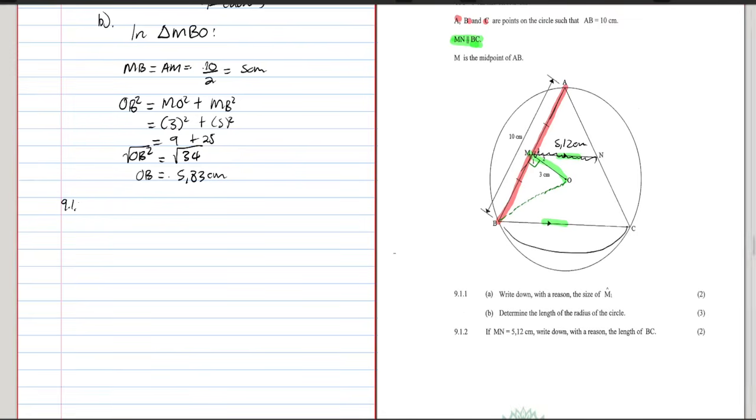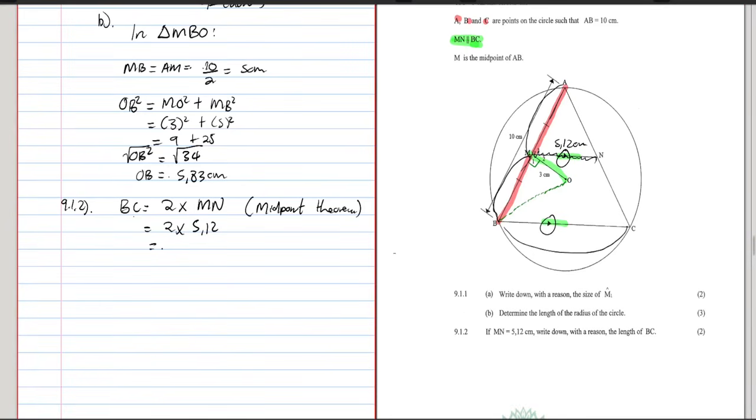So for 9.1.2, BC is equal to 2 times the MN. Why? It's because of the midpoint theorem. Alright, that's the midpoint theorem. You have this being equal to this, and you have lines that are parallel. That's clearly a midpoint theorem. So BC is going to be equal to 2 times MN, which is that 5.12.